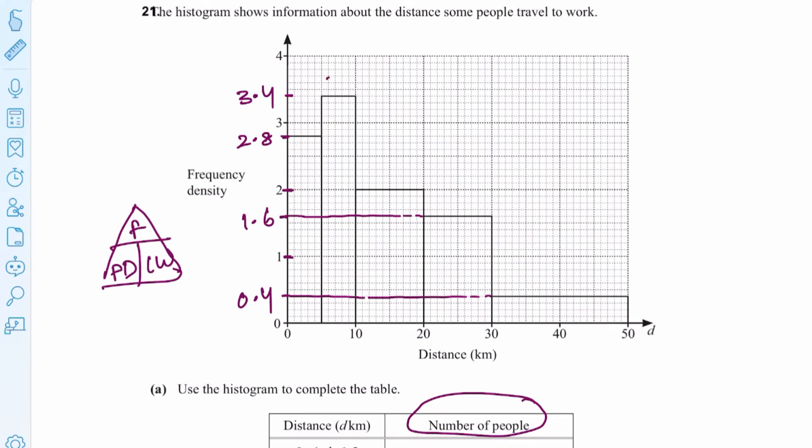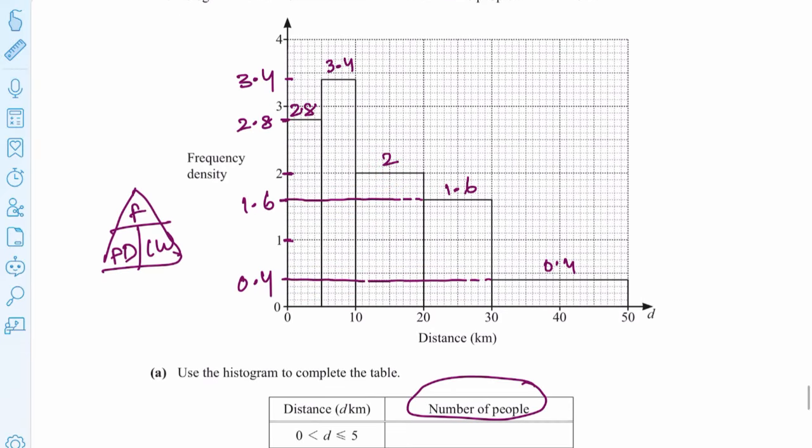This one height we got 3.4, this one we got 2.8, this one we got 2 here, this one we got 1.6, and this one we have 0.4. So we'll try to find this, correct? So now if I try to find out the area, means frequency, so we'll multiply this.